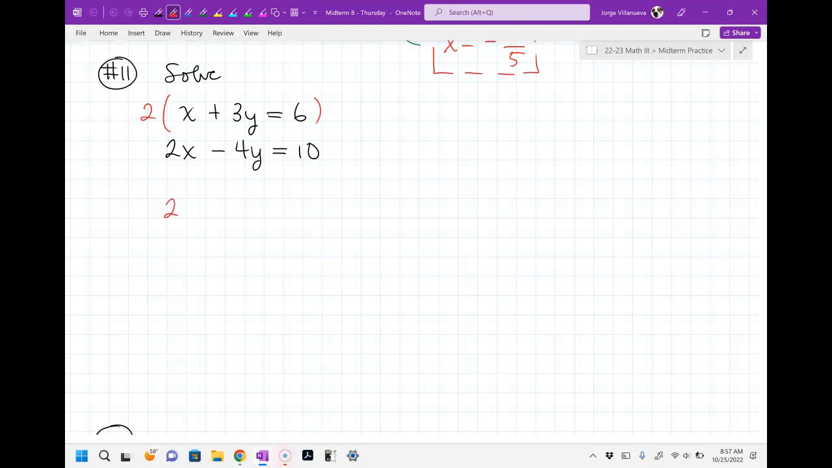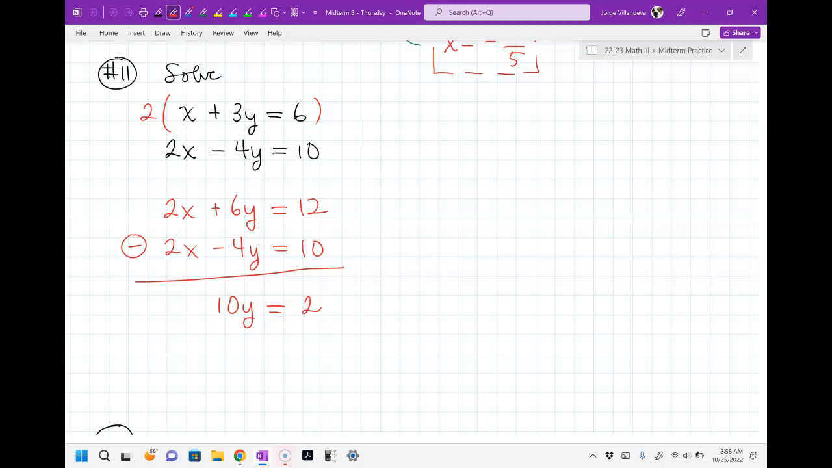Okay, so we get 2x plus 6y equals 12, and then the bottom one is 2x minus 4y equals 10. We're going to end up with another fraction again, but that's okay. In order to solve, what should I do? Add or subtract? Subtract. Okay, so let's subtract. 2x minus 2x is 0. 6y minus a negative 4y, that's a 10y. And 12 minus 10 is 2. If I divide both sides by 10, I get 1/5. Okay? So there's one answer.